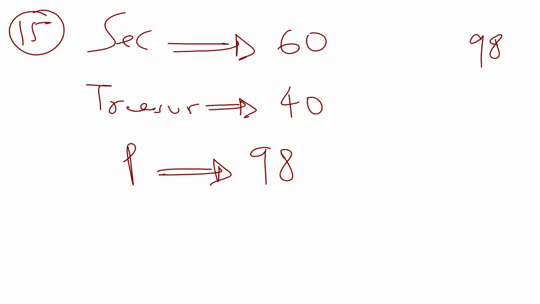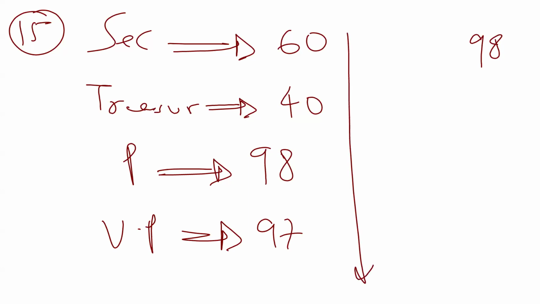And for vice president, there will be 97 persons because out of 98, one will be chosen as the president. So there will be 97 choices for vice president. So you have to multiply all this, you'll get the answer. Let's check using a calculator.